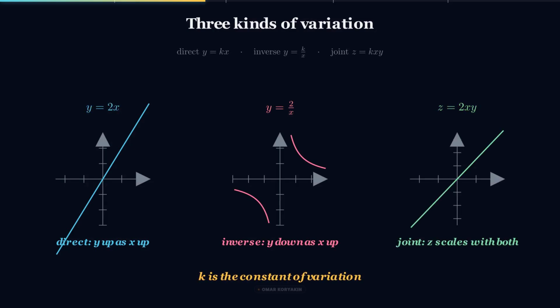Joint variation. Pick k equals 2, so the equation is z equals 2 times x times y. Holding y fixed, z scales linearly with x. Holding x fixed, z scales linearly with y. The constant k is the slope per unit of the product xy.